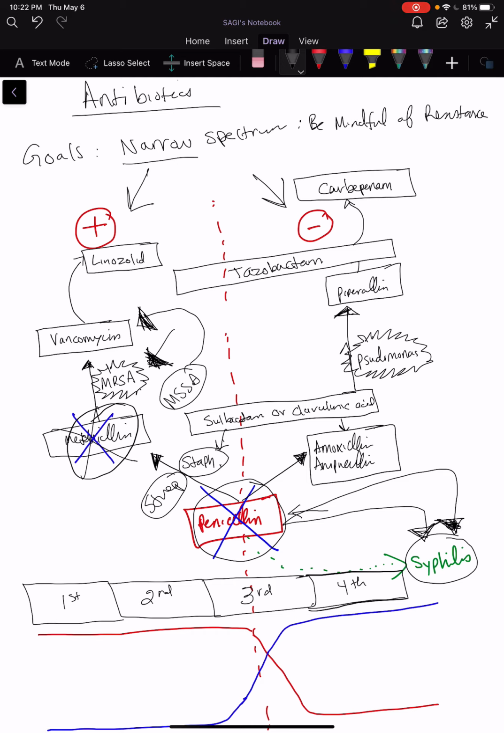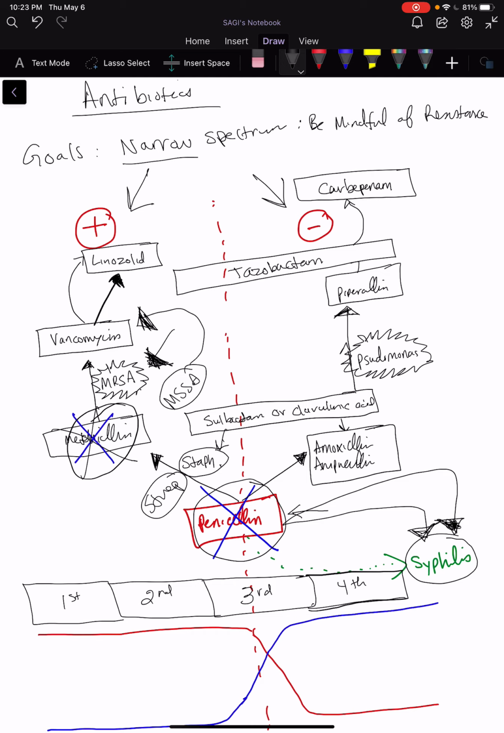And then if for some reason you can't use vancomycin, then there is another option, which is linezolid. And linezolid is just very, very expensive, but it's very useful in treating MRSA if you are unable to use vancomycin. All right, let's just quickly jump to the gram-negative side.